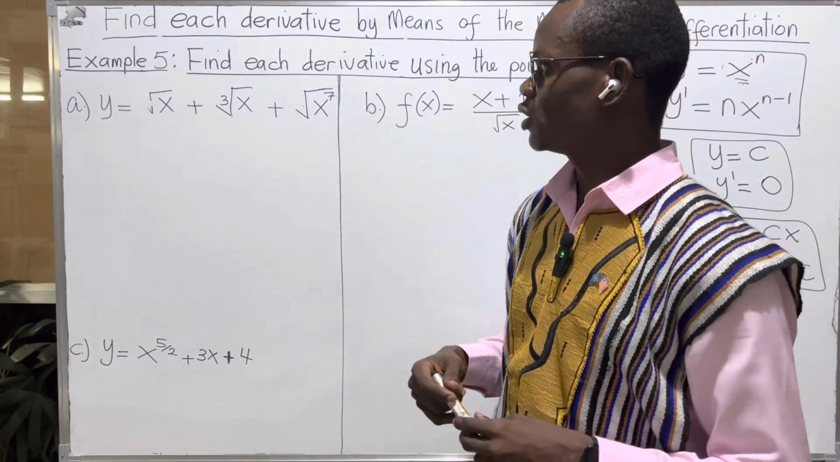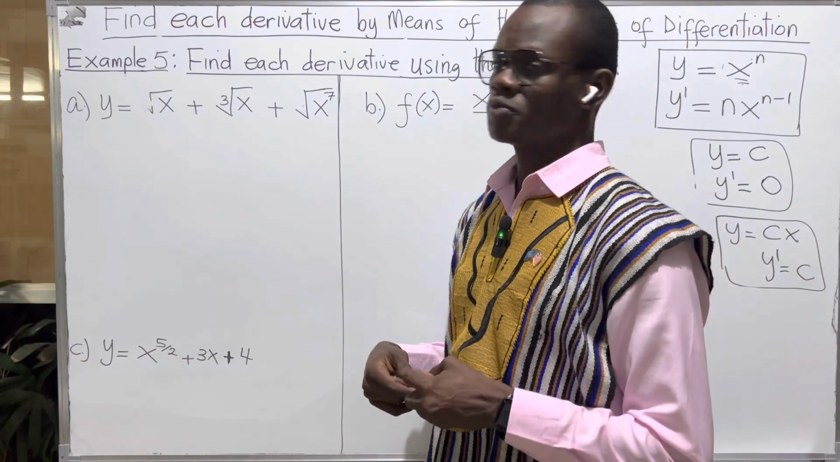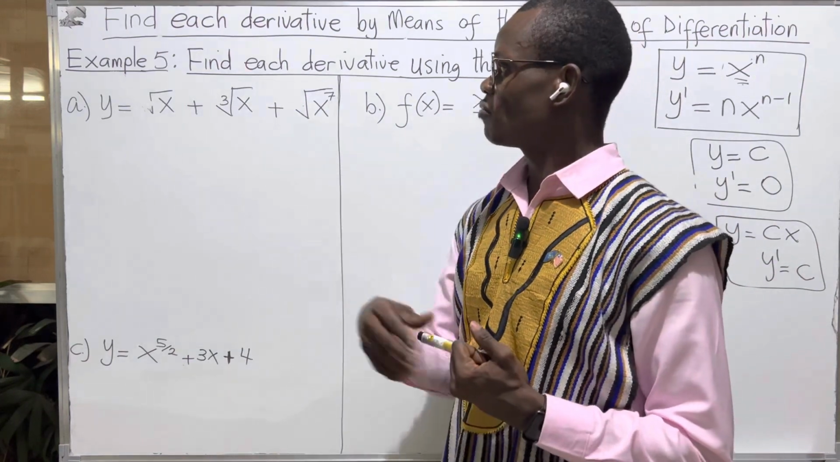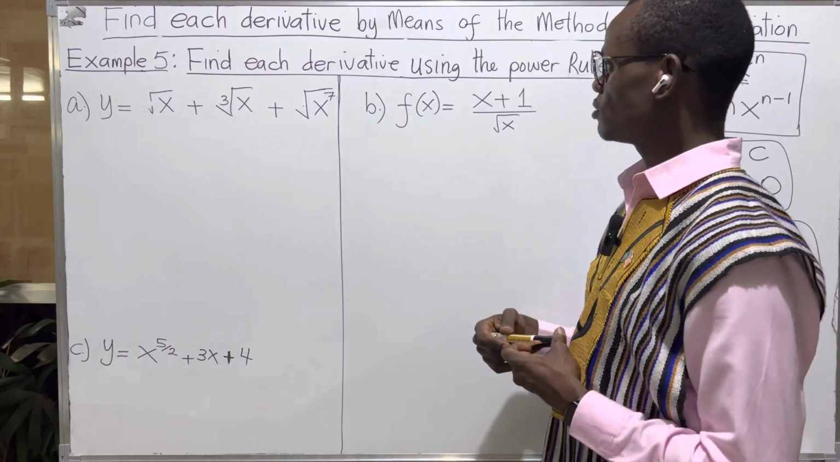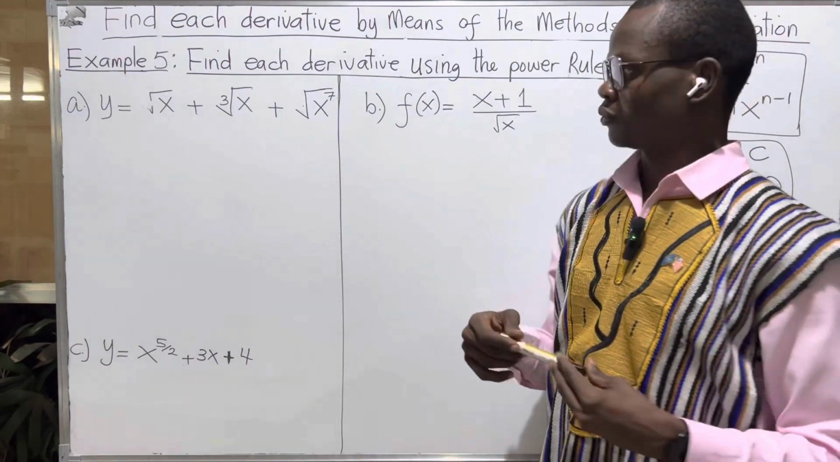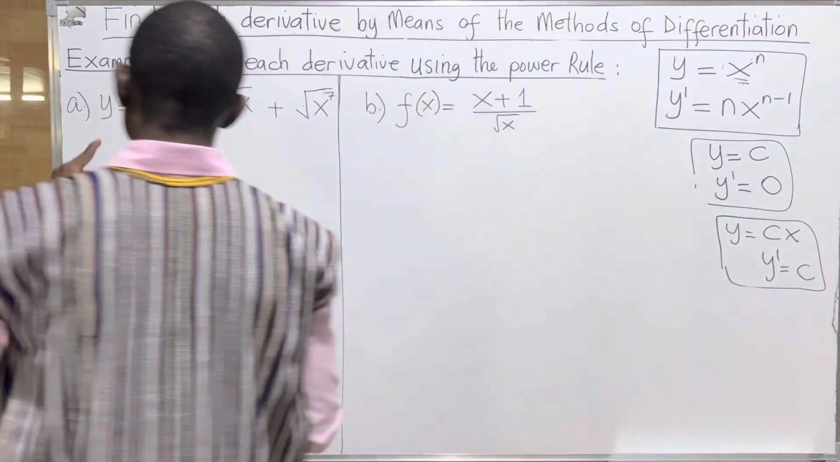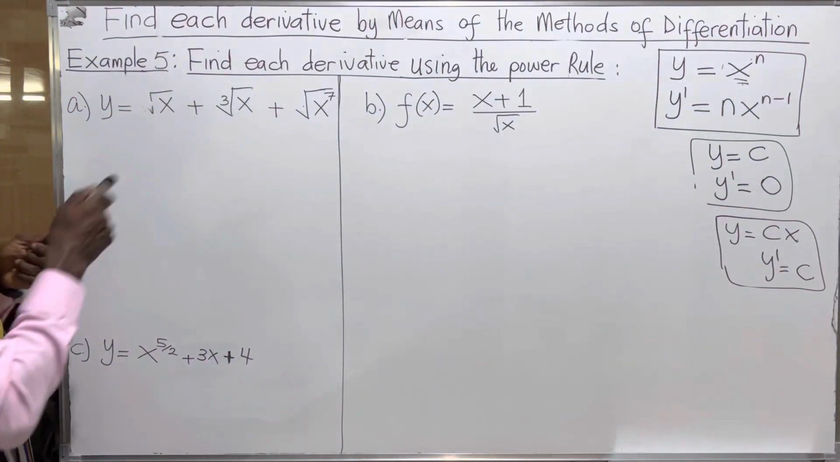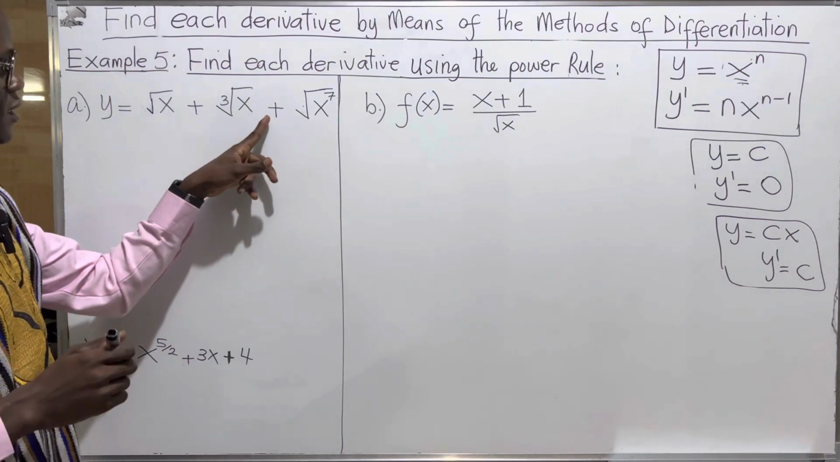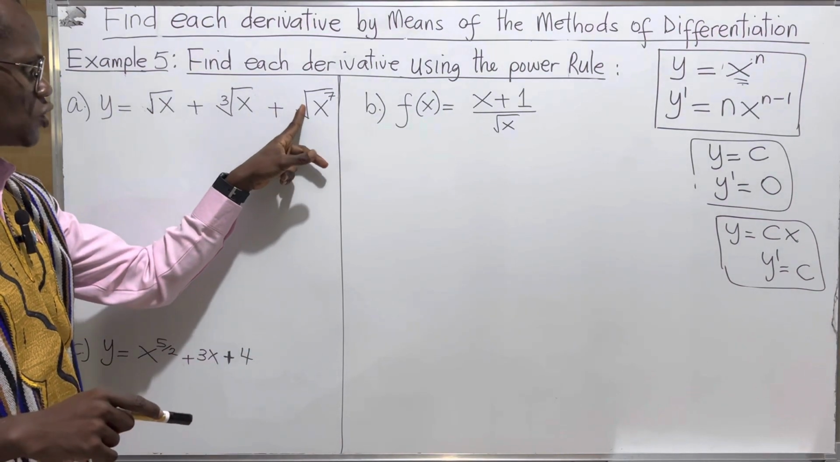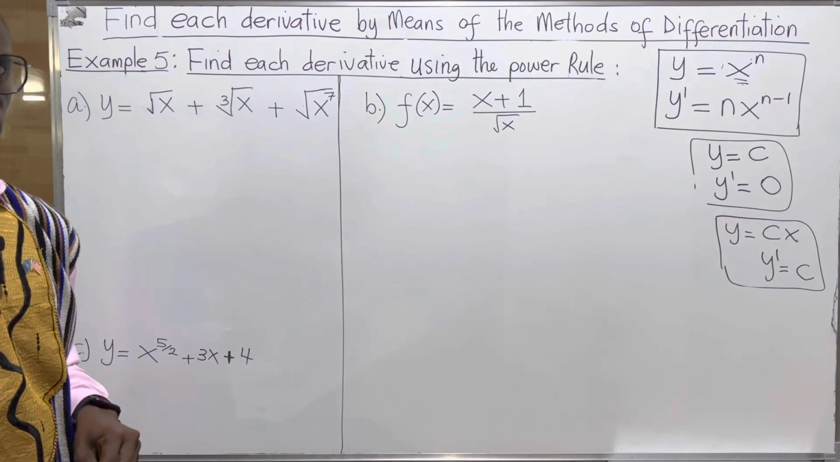In the previous video, we did up to 4 problems. So this is the 5th problem, and we're asked to find each derivative using the power rule. The first problem says we must find the derivative of y equals the square root of x plus the cube root of x plus the square root of x raised to the 7th power.